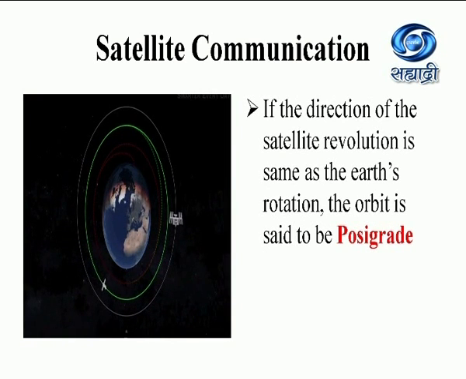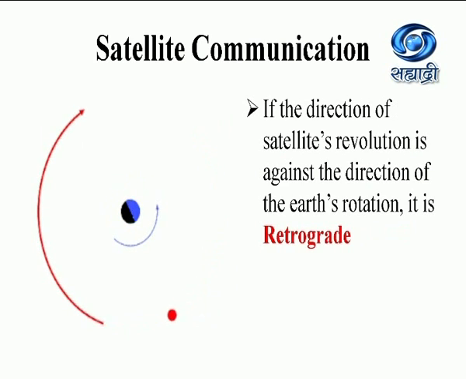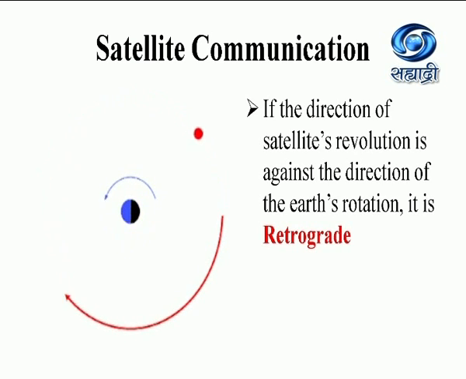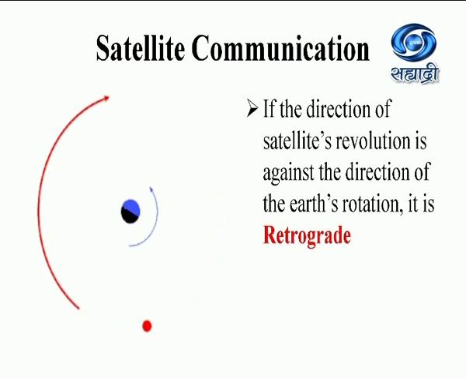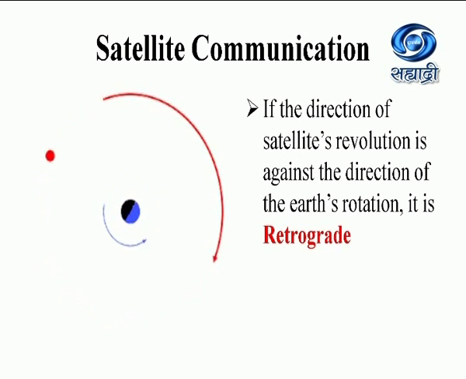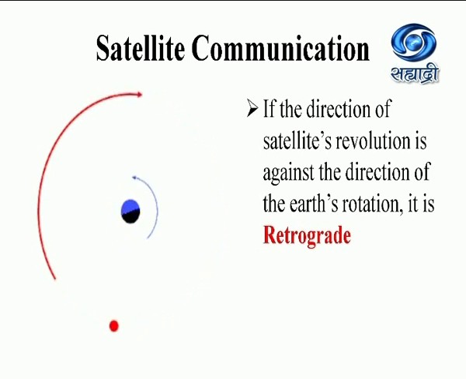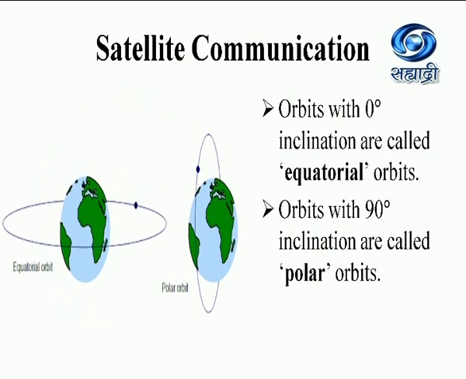There are two types of directions. The first one is, if the direction of satellite revolution is the same as the Earth rotation, then that orbit is called posigrade. And if the direction of satellite revolution is against the direction of Earth rotation, it is called retrograde. So it will depend on the direction in which the satellite revolves around the Earth.